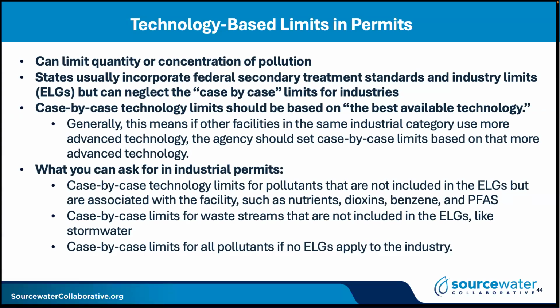So what you can ask for, you're looking at the limits, say you're concerned about benzene. Because you're worried about an oil refinery, that benzene is one of the pollutants of concern from that refinery. There's no federal limit for benzene in those ELGs. So what you can do is ask for a case-by-case technology-based limit for benzene, and add that protection to the permit. I think it's a great tool, and it's something that states apply inconsistently sometimes. So it's a great thing to look at in the permit.